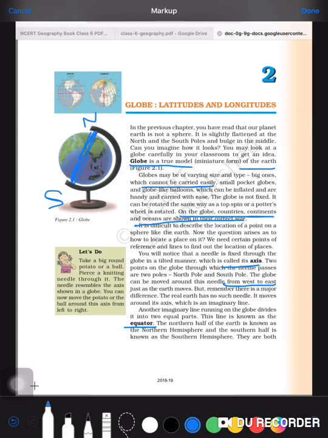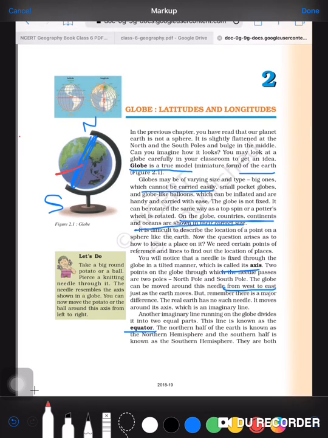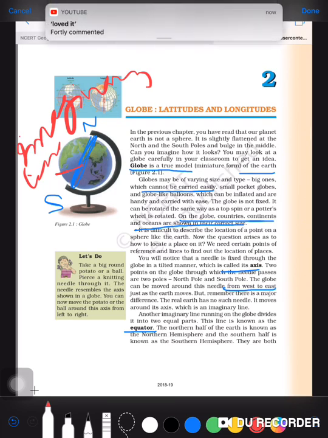The real earth has no such needle. It moves around its axis. It's only an imaginary line which I have shown you. The northern half of the earth is known as the northern hemisphere, and the southern half is known as the southern hemisphere. I am again highlighting this.